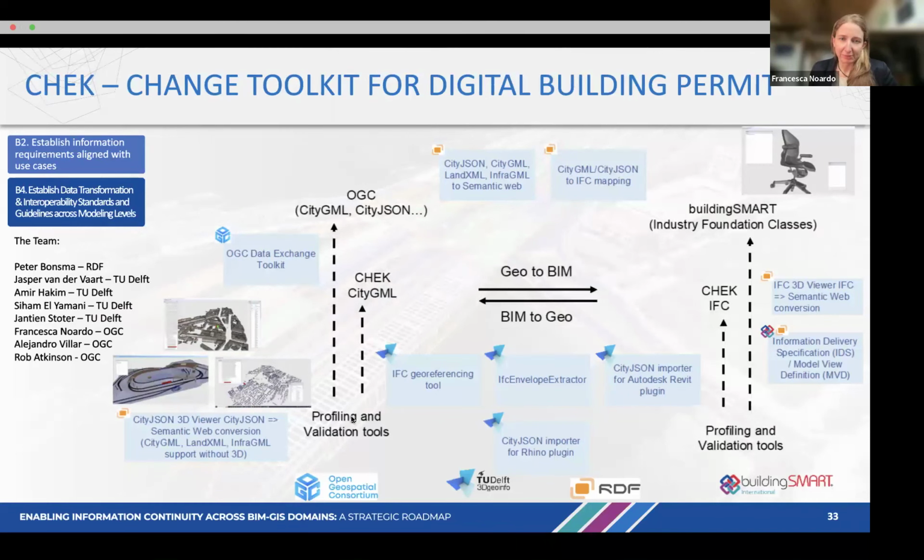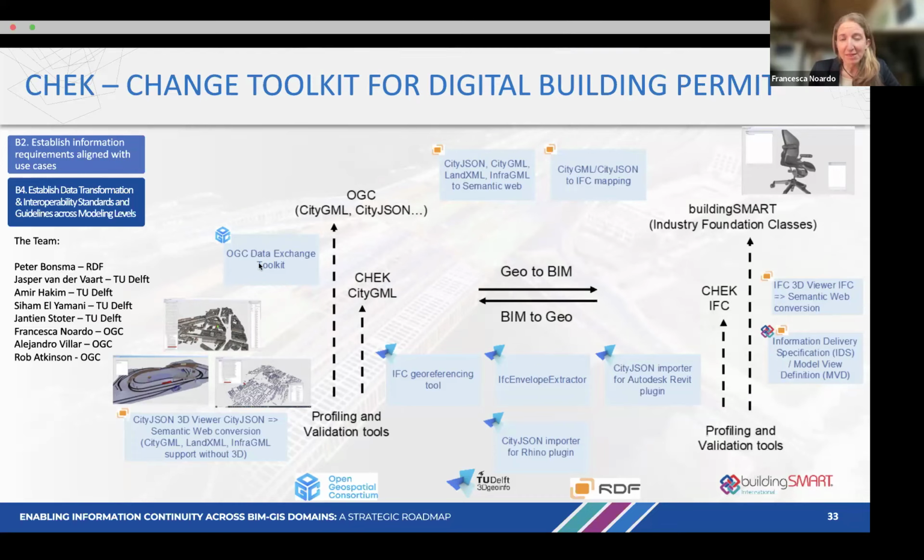So for both conversions, we are starting from the definition of data requirements, of course, by leveraging and using the standards from OGC and buildingSMART, both as data models and also as technologies for defining the data requirements. So IDS in the case of IFC and the OGC Data Exchange Toolkit in the case of CityGML and CityJSON and the other GIS-related standards that will be used. And this is preliminary to the mapping and to the conversion. And it's an essential step for data validation and supporting all the rest of the workflow. Here you can see several tools that are being developed. The working group is led by Petra Bonsma from RDF.